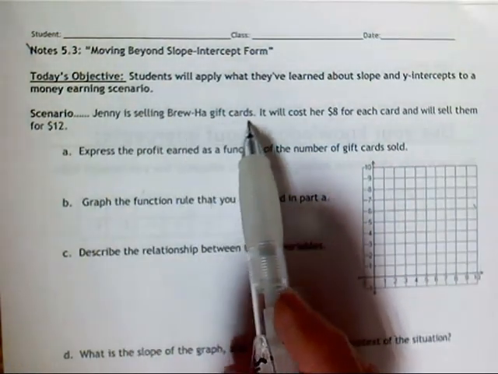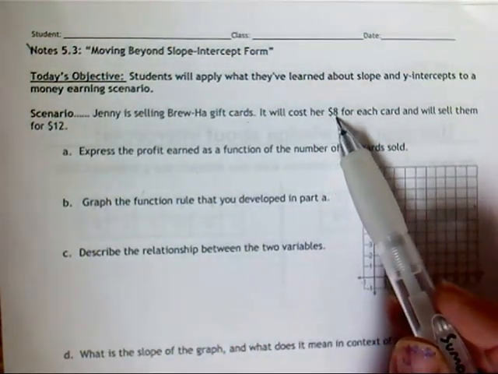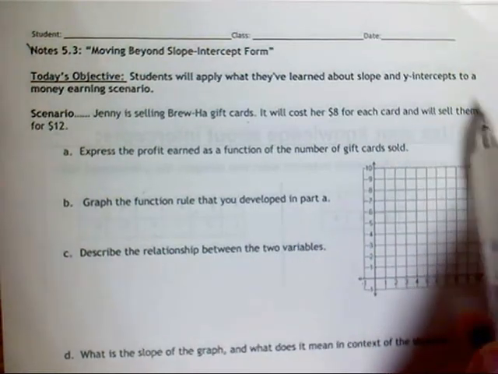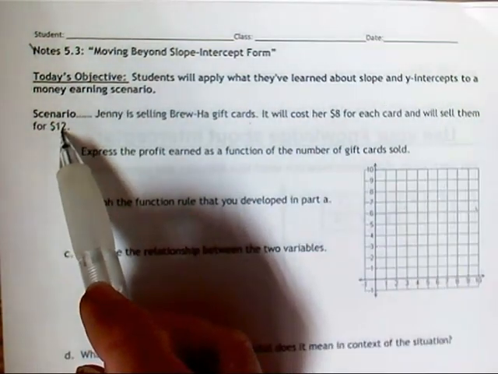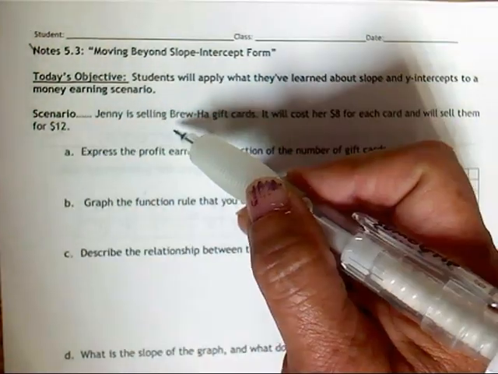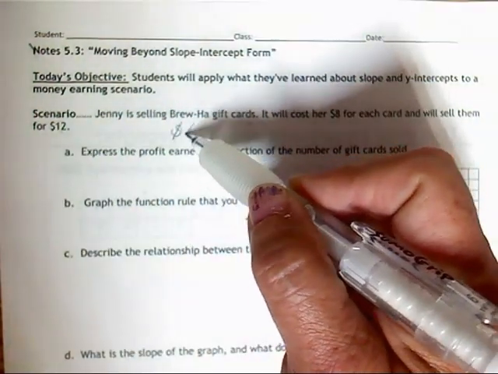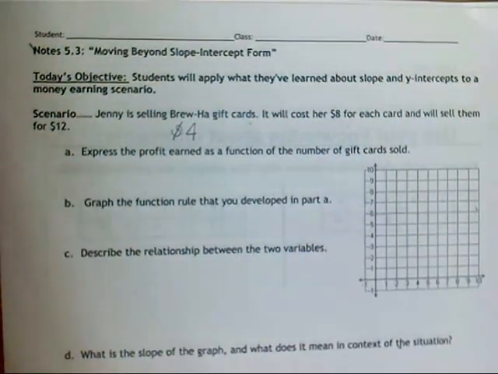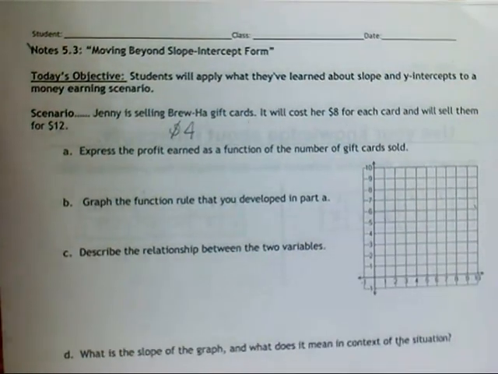Jenny is selling Brewhog gift cards. It will cost her $8 for each card, and she will sell them for $12. So buy it for $8, sell it for $12. I hope you can easily see that she will make a profit of $4 for each gift card that she sells, because 12 minus 8 is 4.